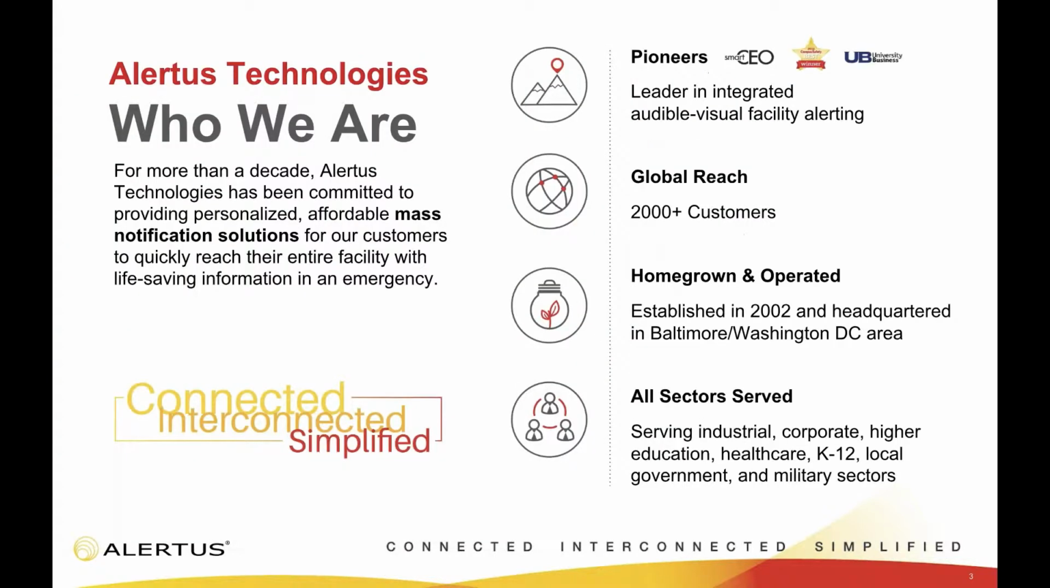So to get started, a little bit of background on Alertus. Alertus was founded at the University of Maryland back in 2002. We are a leader and a pioneer in mass notification. And when it comes down to mass notification, what we focus on is the facility side of audible visual alerting. So how can we get notification out to anybody in your facilities or outside your facilities? Obviously, when we're talking about campgrounds, it's important for us to get that notification out to those large areas, but also the cabins and other indoor areas if you have those facilities.